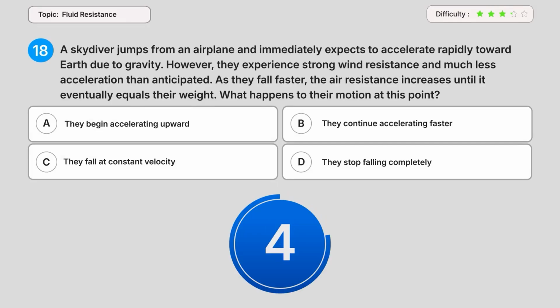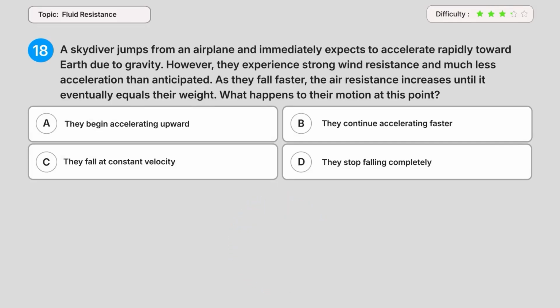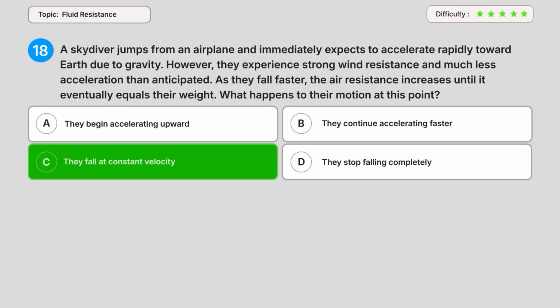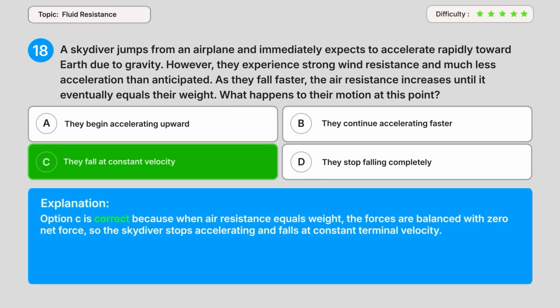Can you guess the answer? Correct answer: C. They fall at constant velocity. Explanation. Option C is correct because when air resistance equals weight, the forces are balanced with zero net force, so the skydiver stops accelerating and falls at constant terminal velocity.